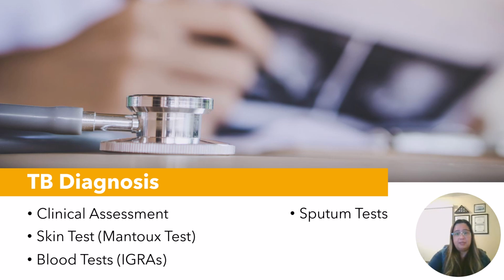Sputum test: samples of mucus from the lungs are examined under a microscope and cultured to confirm active tuberculosis. And the chest X-ray: a chest X-ray can show lung abnormalities that may indicate TB disease, such as infiltrates or cavities. Okay, so now we know how tuberculosis is diagnosed. Let's go back to the story of a false positive skin test.